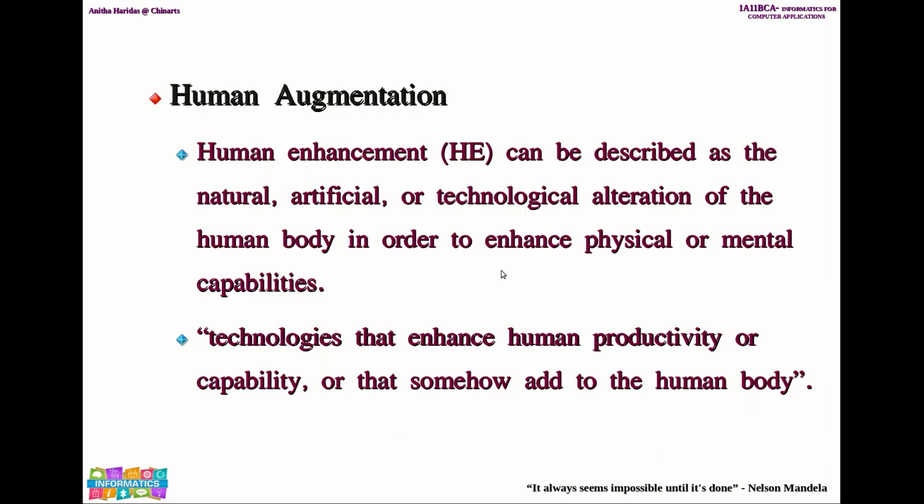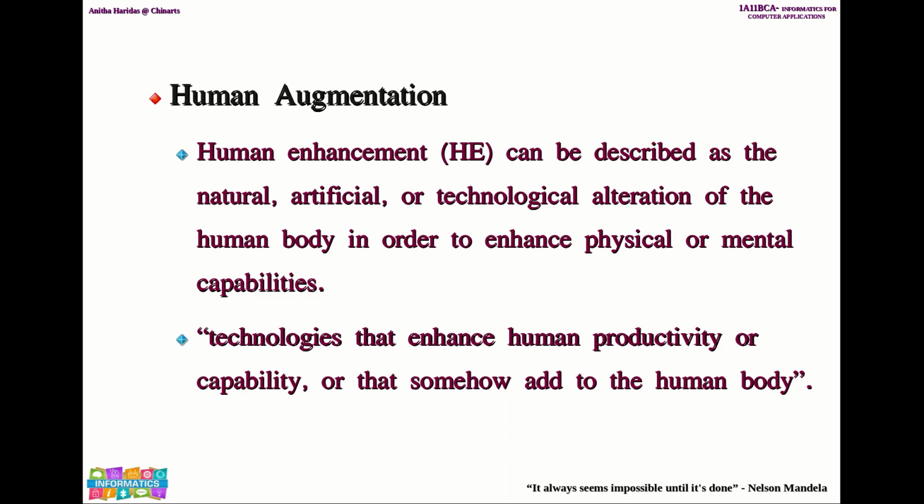The second one is human augmentation. We can describe it as the natural, artificial or technological alteration of the human body to enhance the physical or mental capabilities. Right, so recently you might have come across that Elon Musk will be embedding a chip in your body which will be sensing some data and which is capable of sending some data also. So that is what you call human augmentation.